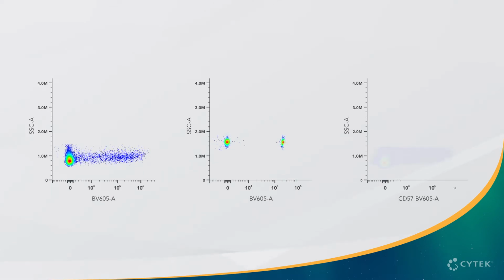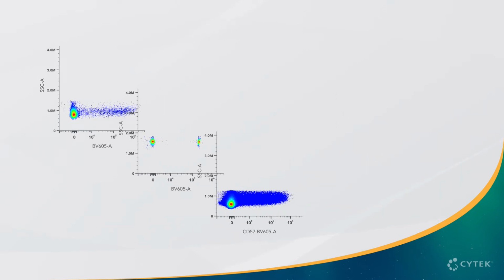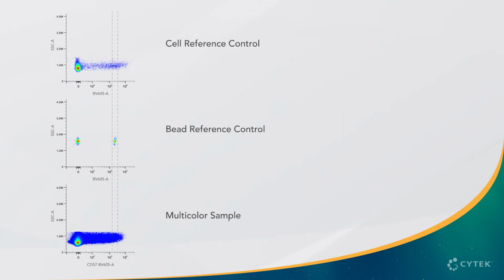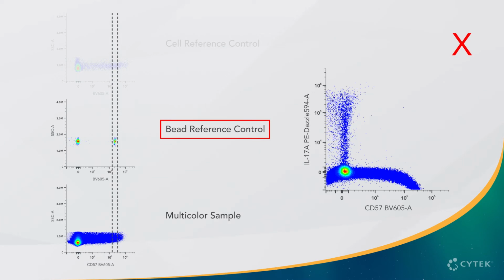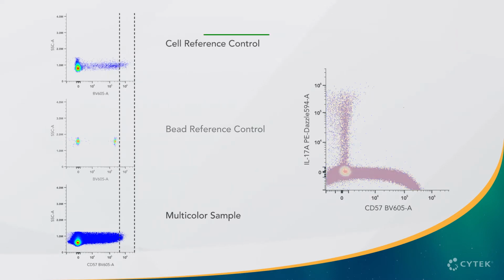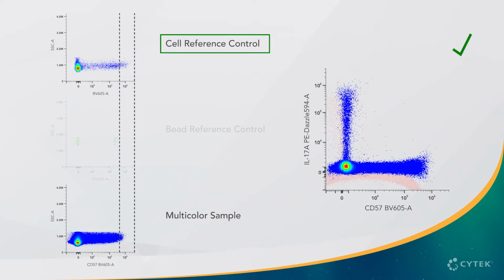Remember that the reference controls should be as bright or brighter than the multicolor sample. In this example, we show a CD57 BV605 antibody stained on both beads and cells compared to the multicolor sample. Even though beads are a convenient tool to create reference controls, they may not always meet this requirement, as seen here. The cell-based reference control, however, is as bright as the sample and will provide accurate unmixing.